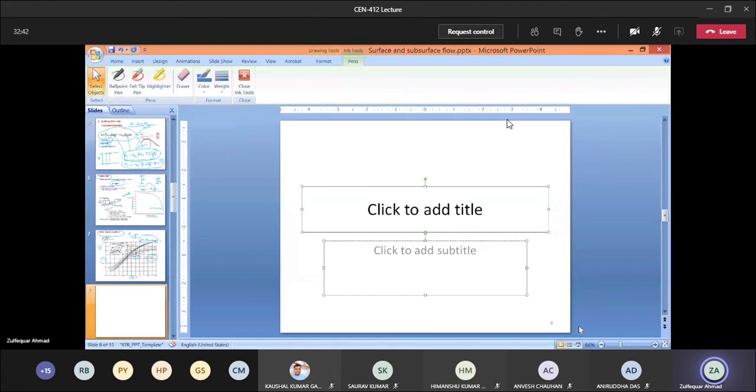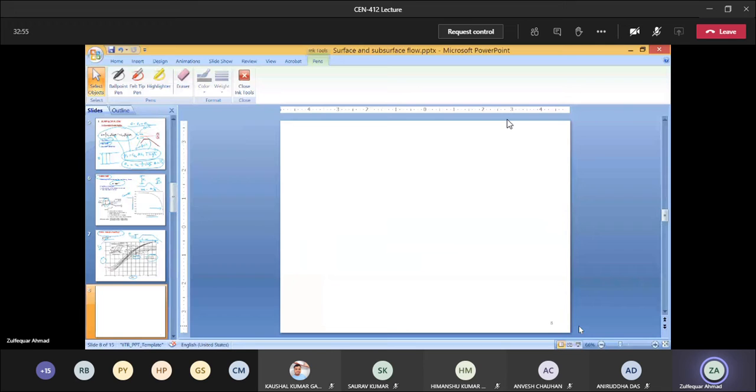Now I will explain to you what the effective waterway, or the effective clear waterway, is. See, the typical plan layout of this structure is like this. You have here, this is one bank, and this one is the other bank, and the structure is in between.